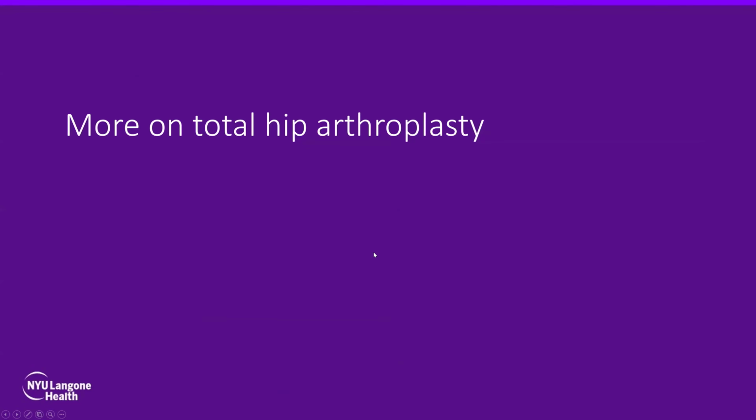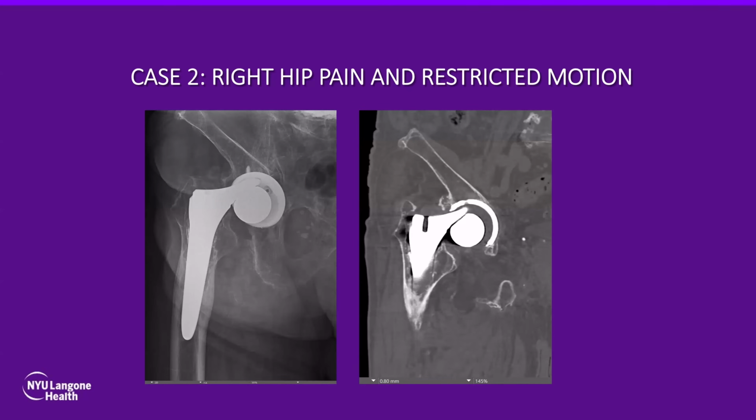Okay, so more on total hip arthroplasties. So case two, it's not really difficult to make this diagnosis. We see that something is definitely wrong. So the femoral stem is completely out of the femoral head, and this is how you see it on the coronal CT image. So not a diagnostic challenge at all. So this is a case of, you can call it, disengagement of the femoral component, the stem, from the head.